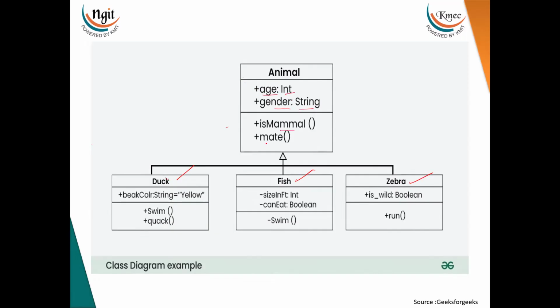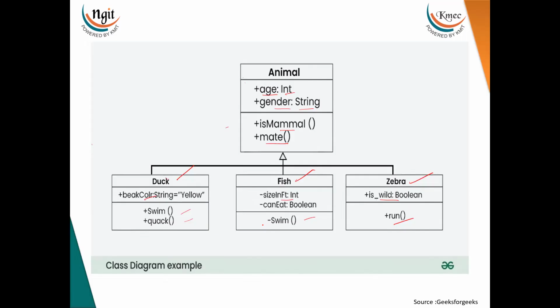So is mammal, mate. Okay. Big color here, size in feet, is wild. Zebra is wild, whether boolean is the value assigned. Then swim, quack, swim. This can run. Clear? So we have all things that are mentioned inside this.